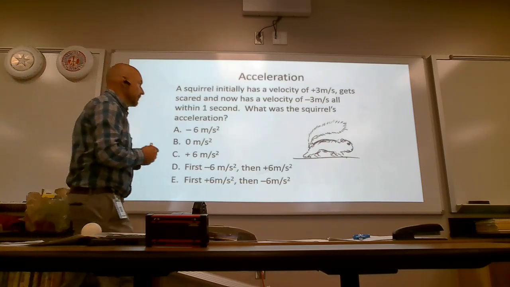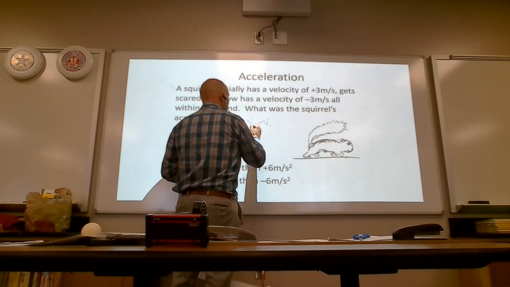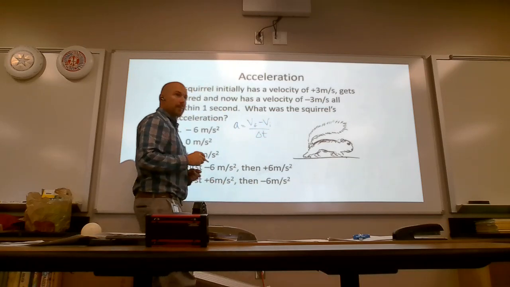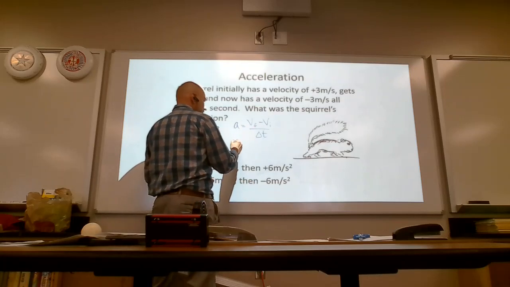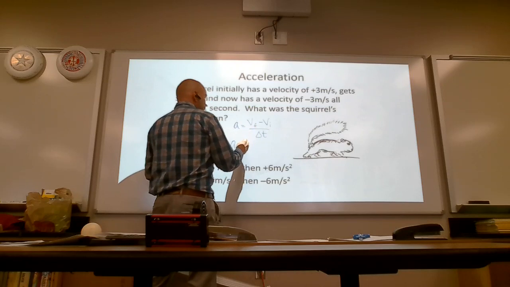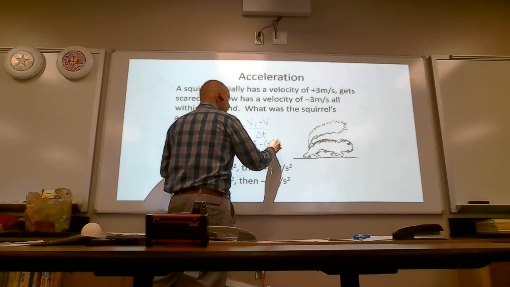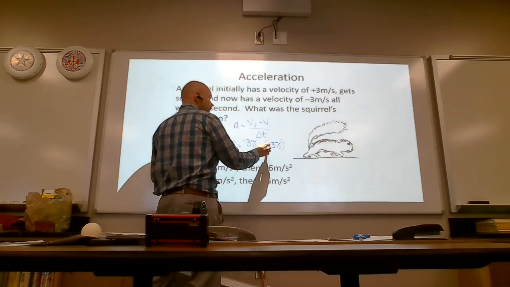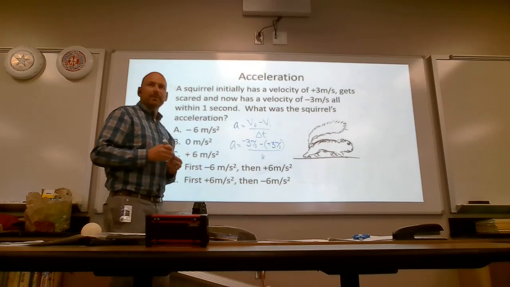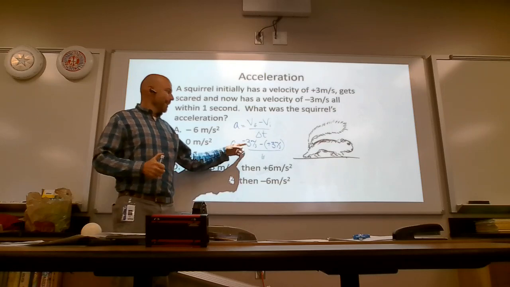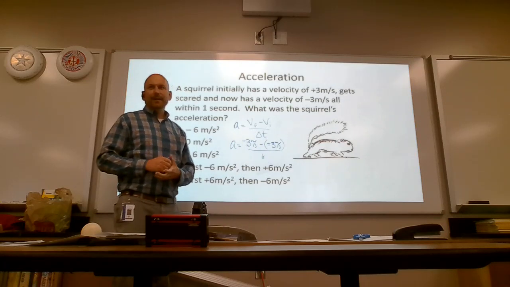So mathematically, change in velocity. Okay. Final minus initial. So your final velocity is negative 3 meters per second. Your initial velocity is a positive 3 meters a second. I don't require you to write the positive here, but I'm just trying to be explicit. So negative 3 minus positive 3 is negative 6.